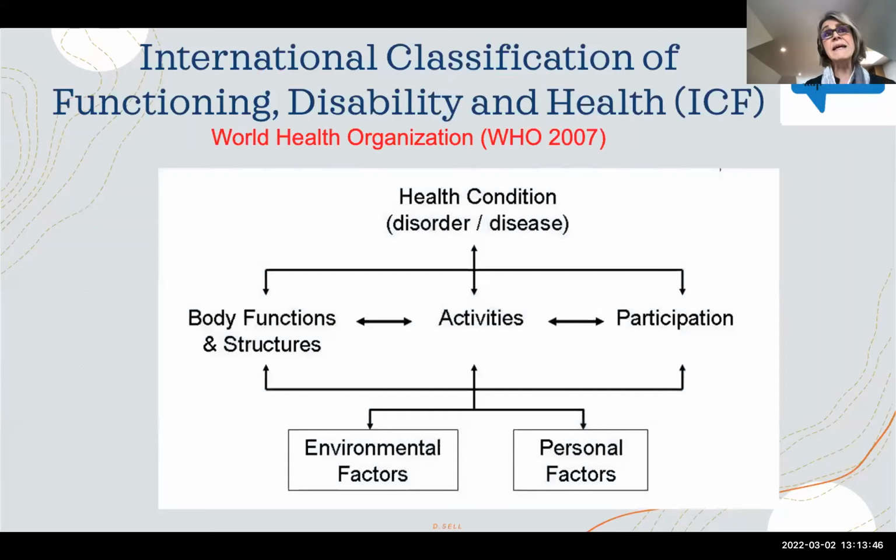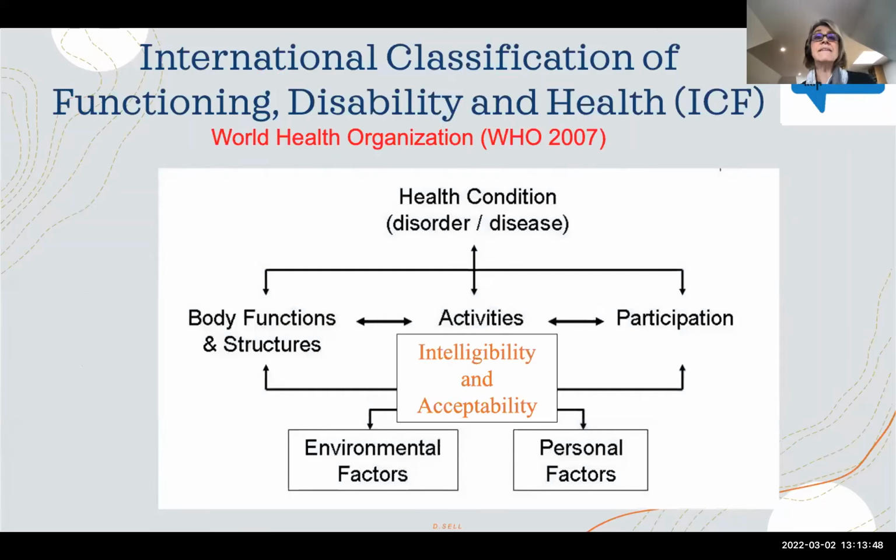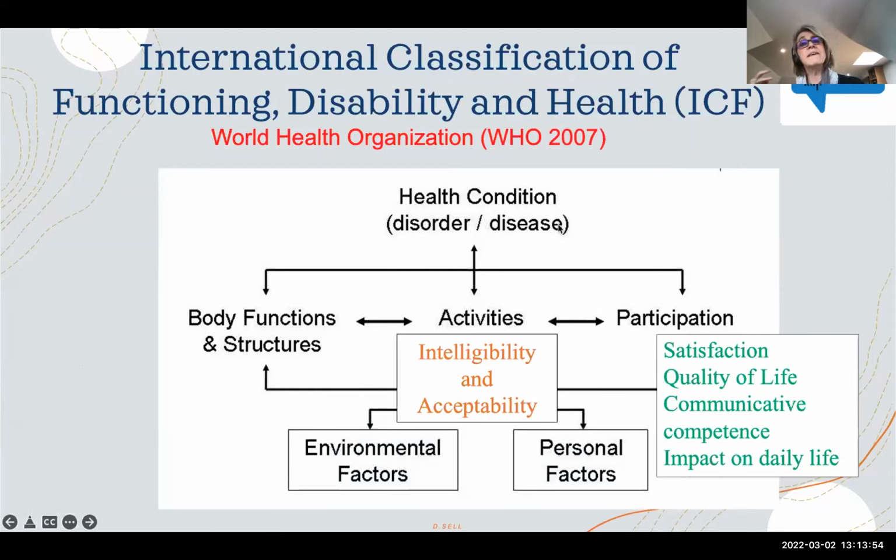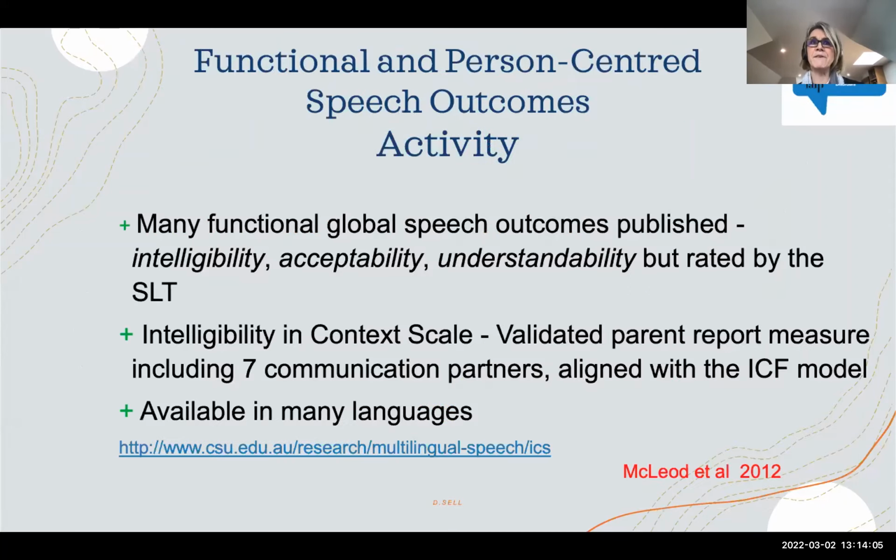So if we go back to this, we can see that intelligibility and acceptability sits under activities and participation, things around satisfaction, quality of life, your communicative competence, and the impact of all of this on your daily life. So let's explore that a little bit further.